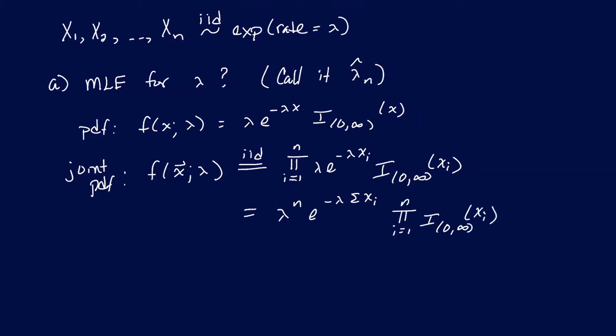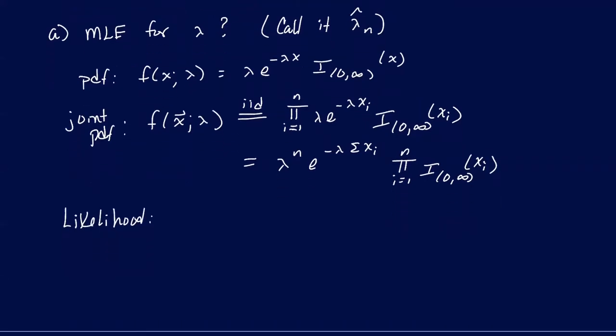Now we want to form a likelihood. I'm going to call this L of lambda, and this is anything proportional to the joint PDF when thought of as a function of lambda. So for example, this multiplicative constant where we've got the product of indicators does not involve lambda, so we can drop that. And I'm going to take the likelihood to be lambda to the n, e to the minus lambda, the sum of the xi.